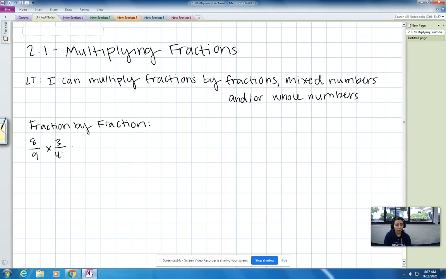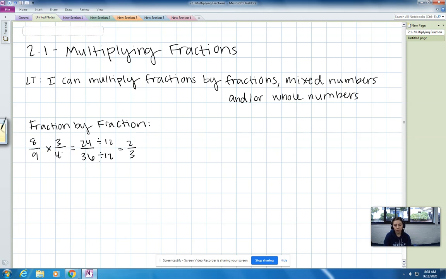To multiply these together, it's actually pretty simple. You just go across the top and across the bottom. 8 times 3 is 24. 9 times 4 is 36. But here's the problem. 24 over 36 is not in simplest form. We could divide both of these by 12 and get our simplest form fraction, 2/3.